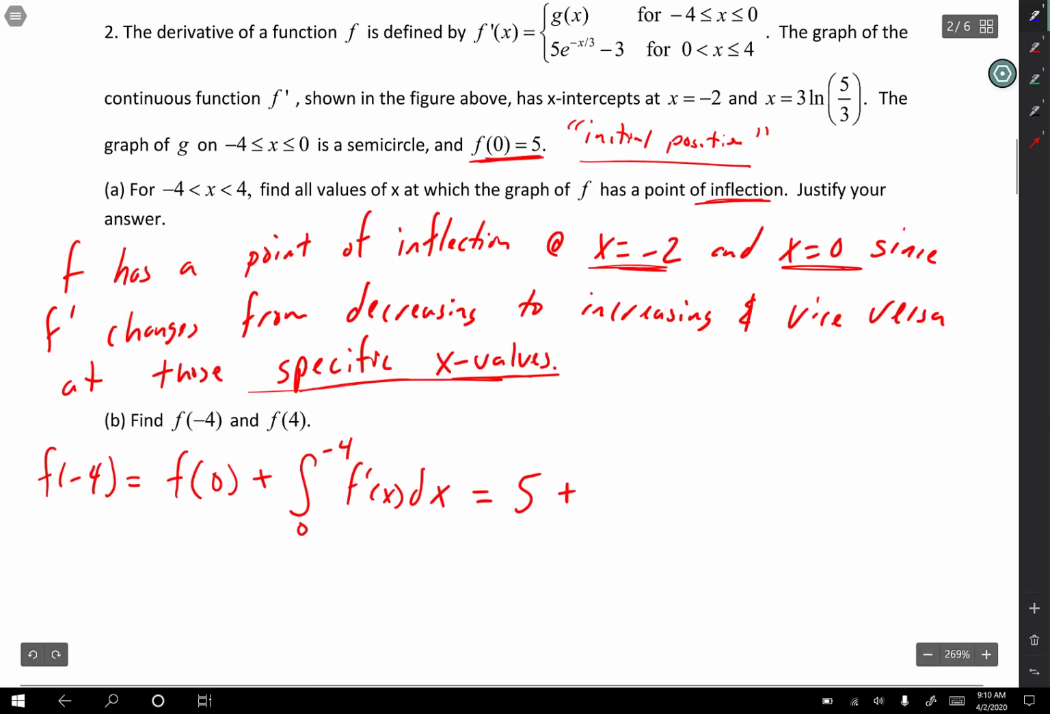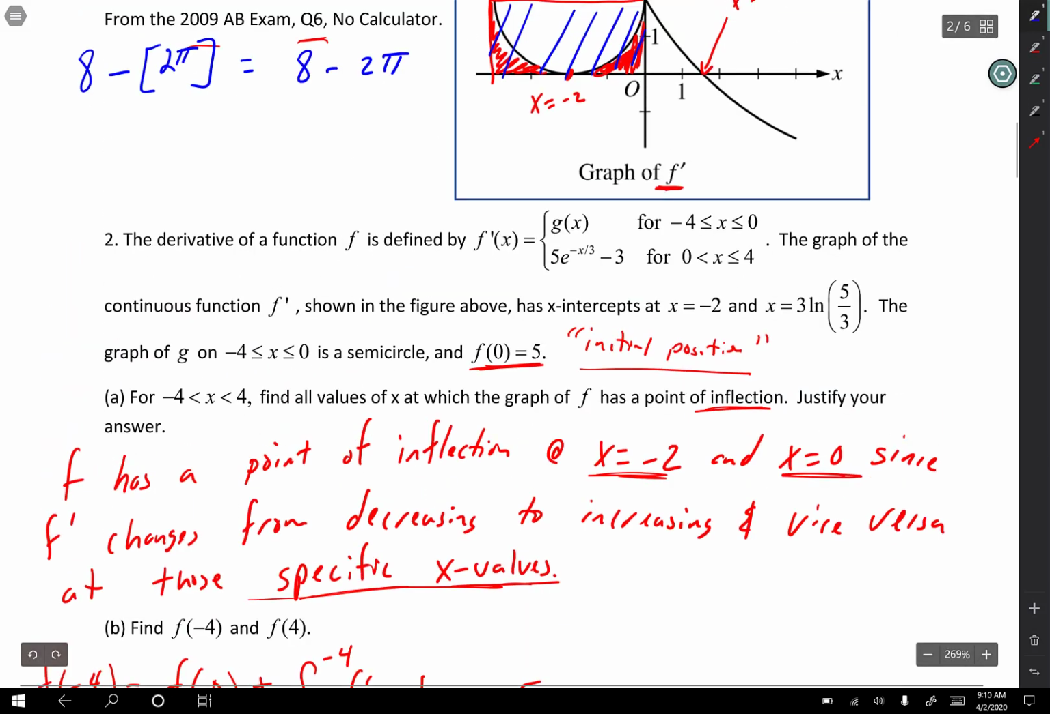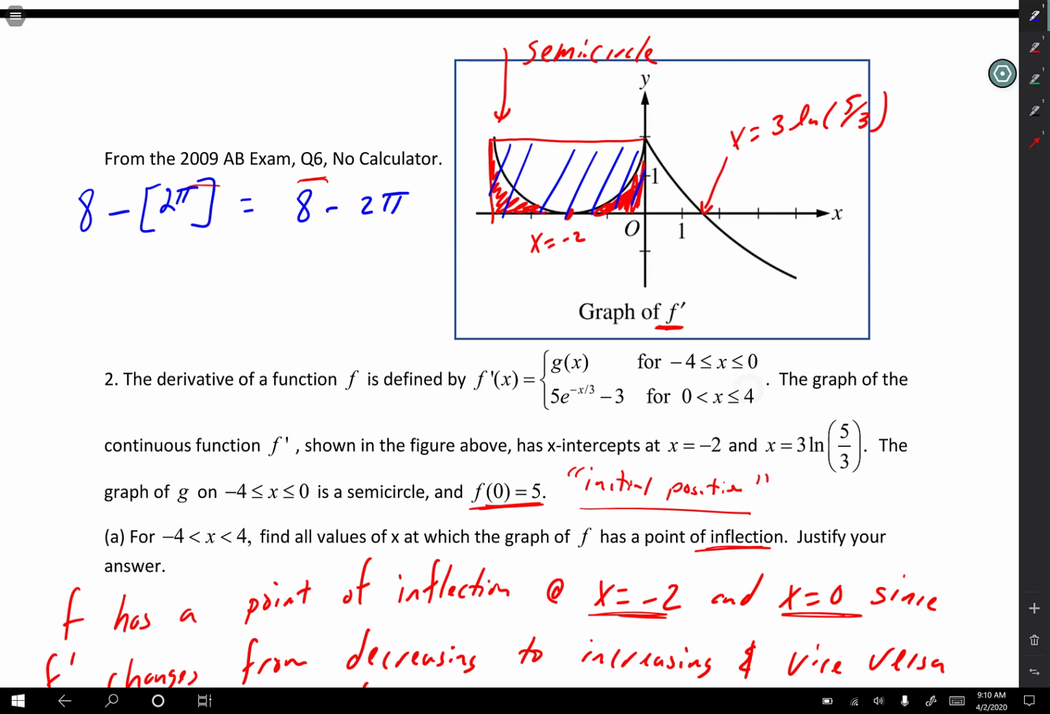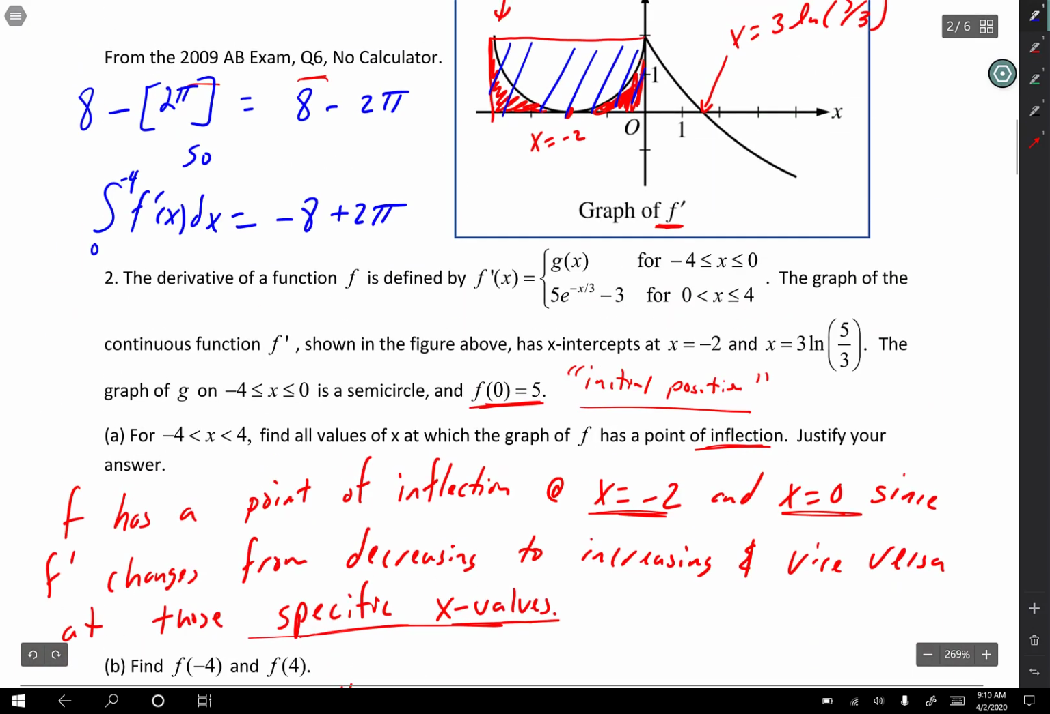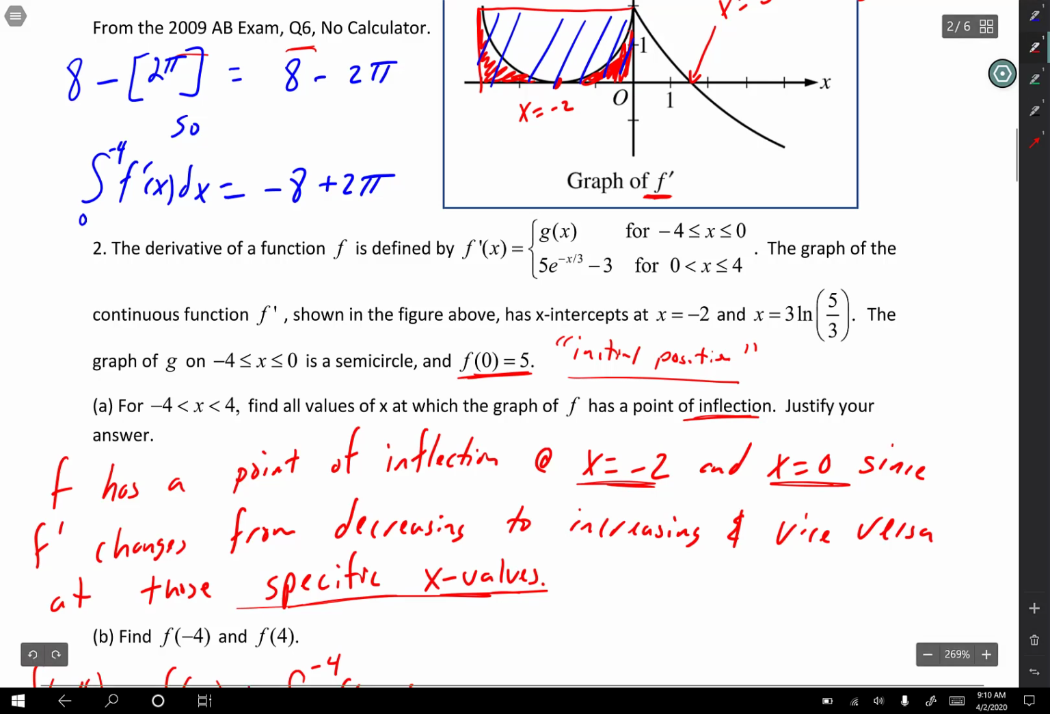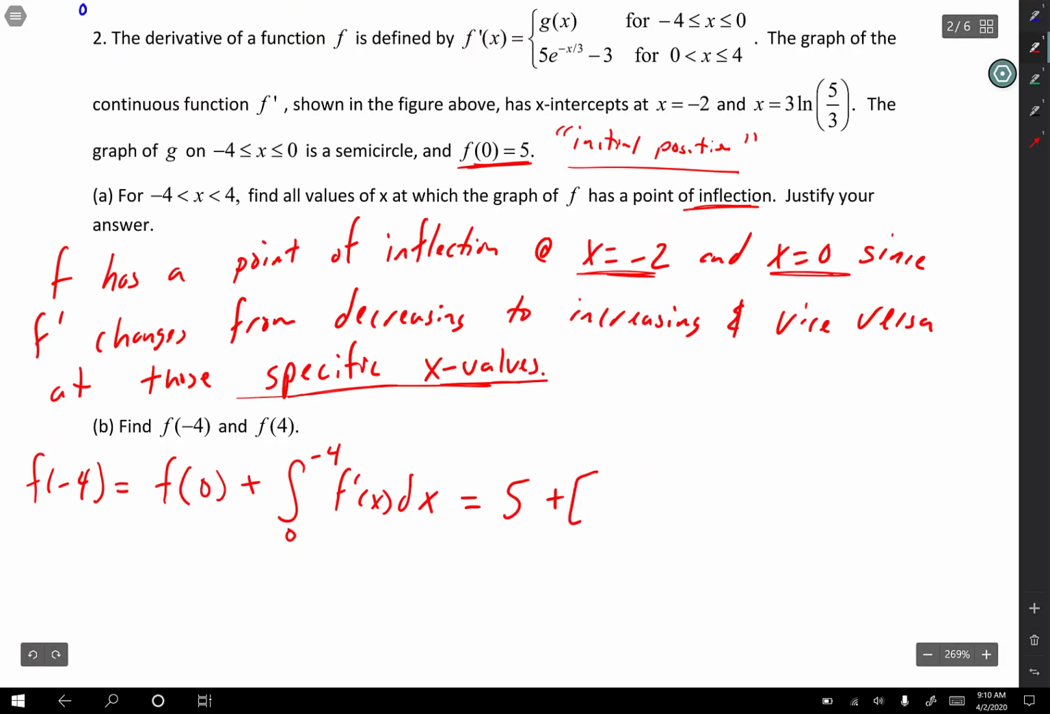Now, am I counting backwards? Let's see, 0 to negative 4. I am. Because I'm counting backwards, this has to be a negative and that has to be a positive, because I'm counting backwards, guys. So the integral from 0 to negative 4 of f prime of x dx is going to be equal to negative 8 plus 2 pi. So I come back over to red, and I'm going to write negative 8 plus 2 pi.